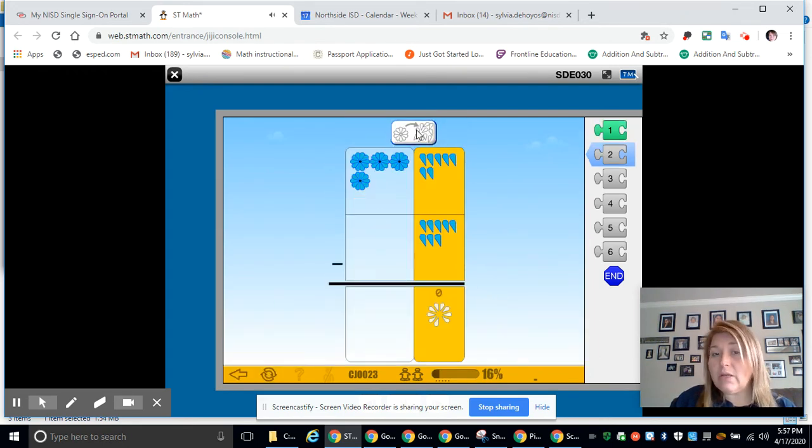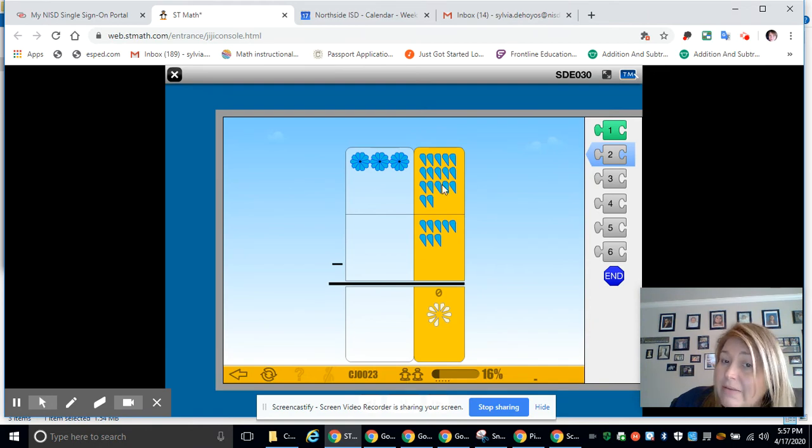The only time you click on the one up here is if you need to borrow, you need to regroup, if you don't have enough. Okay, so let's see. This one has 1, 2, 3, 4, 5, 6, 7 here, and there's 1, 2, 3, 4, 5, 6, 7, 8 here. Do I have enough to take away 8? No, because I only have 7. So now I have to regroup. So I'll click here. We're breaking that up into 10. So now I have 17 because I had 7 and I added 10 more. So I have 17 and I'm going to take away 8.